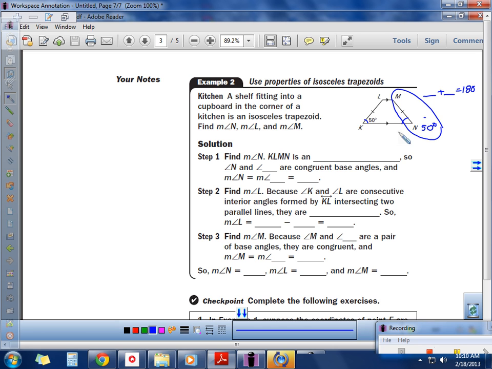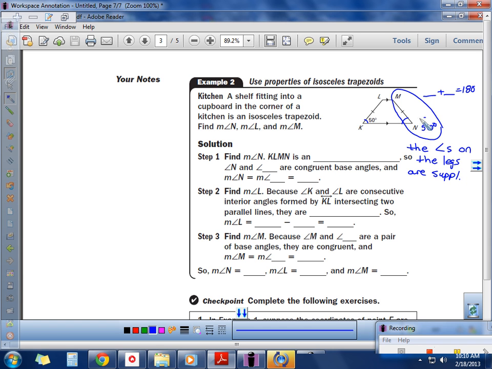So the two angles on the legs are supplementary.